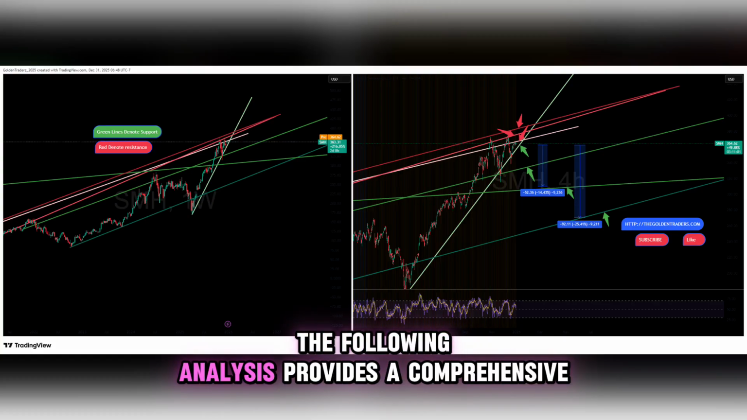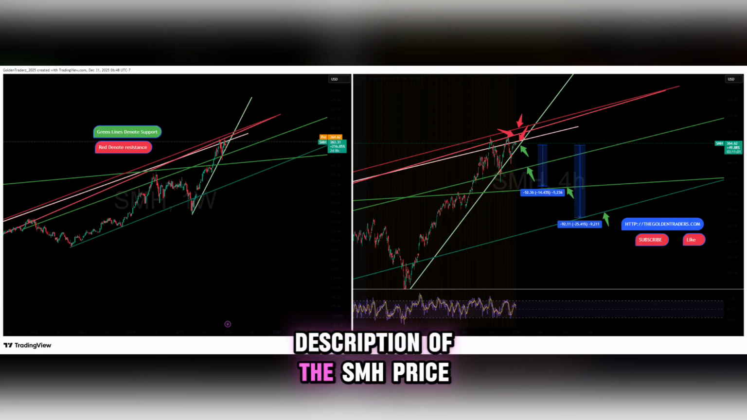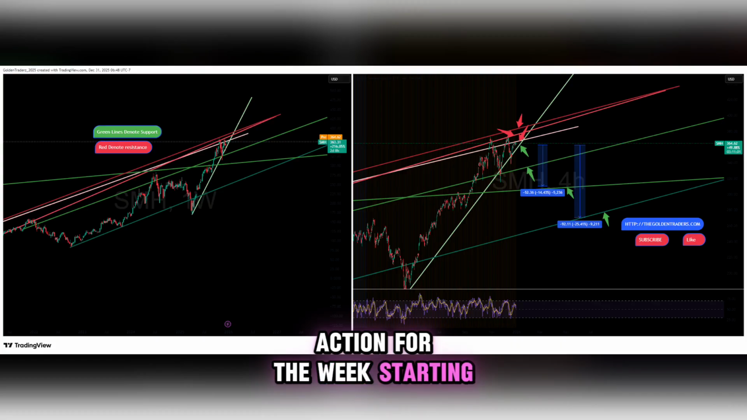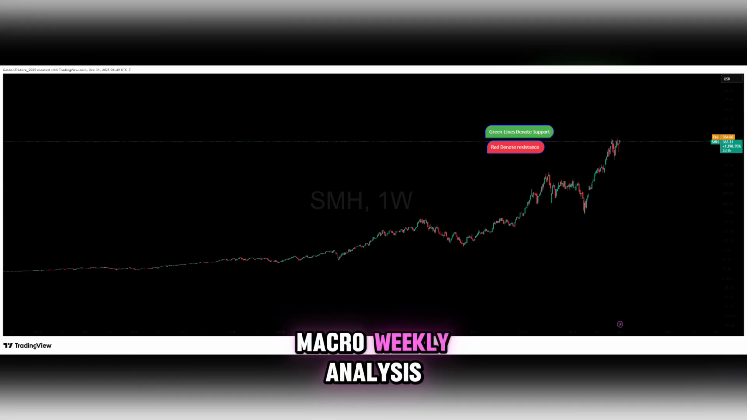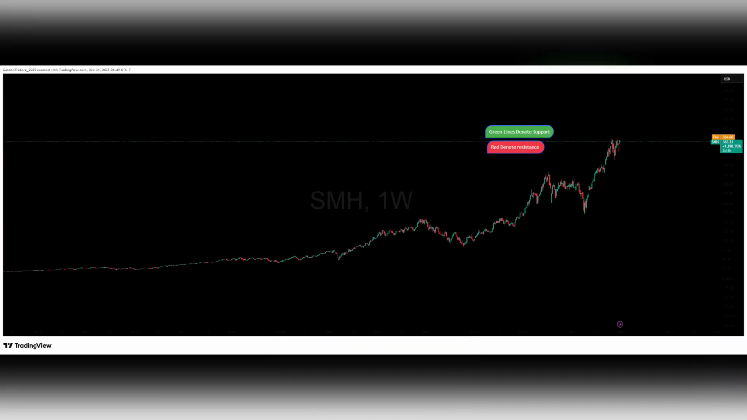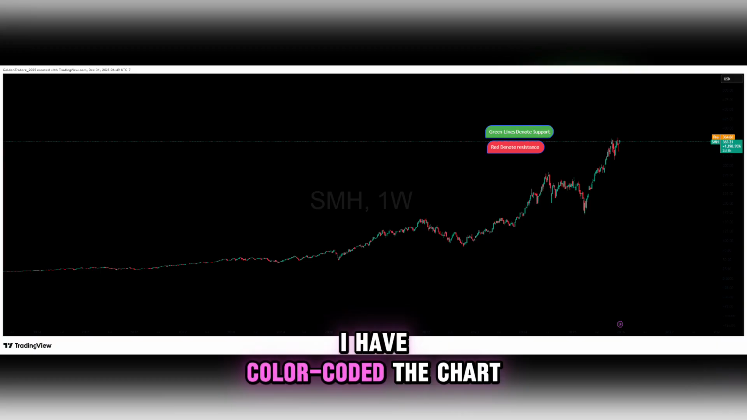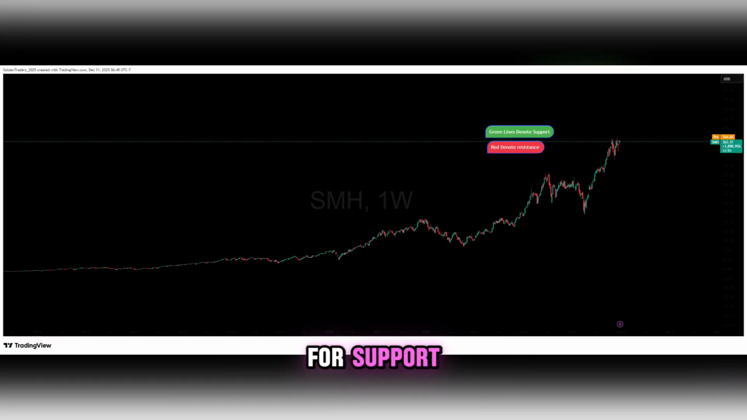The following analysis provides a comprehensive description of the SMH price action for the week starting December 28, 2025. Macro Weekly Analysis. Let's break down the key technical levels. I've color-coded the chart for clarity: red for resistance and green for support.